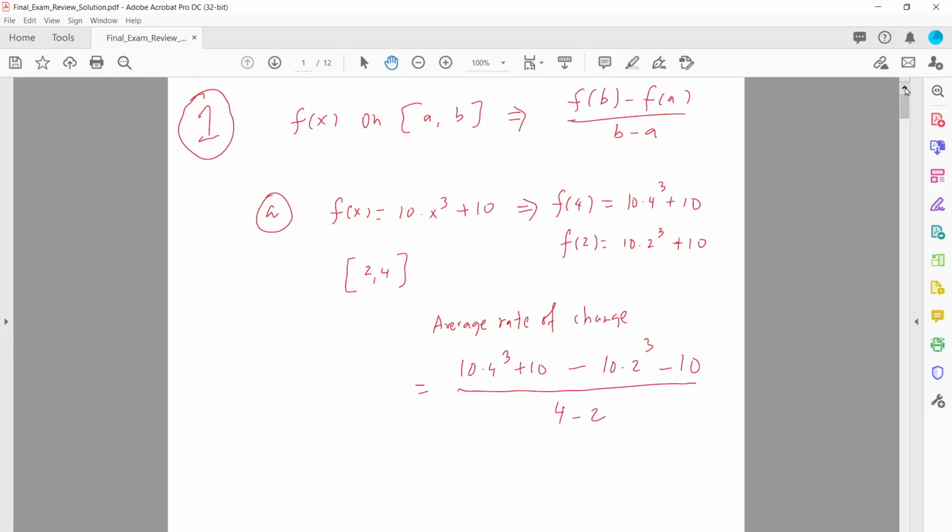You can calculate this number, find this number, and just plug the values back in the formula. If you do that, this 10 and this 10 will cancel out, and then on the top you are going to get 10 times 56 over 2, which is 280. So that's the answer for part A.